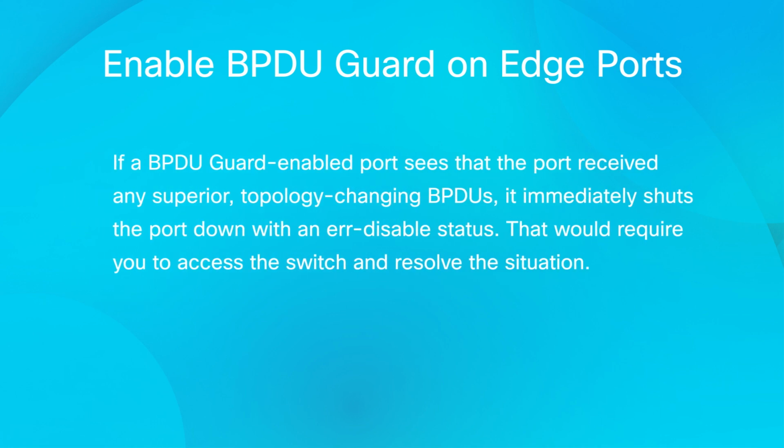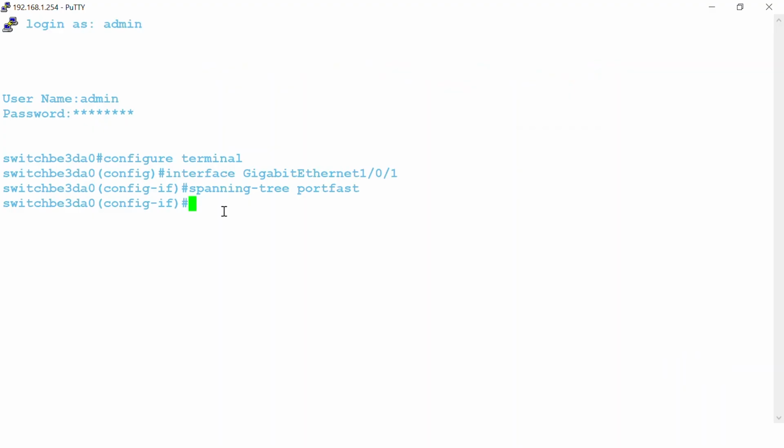An extension of this is to enable BPDU guard on edge ports. If a BPDU guard-enabled port sees that the port received any superior topology-changing BPDUs, it immediately shuts the port down with an error disable status. That would require you to access the switch and resolve the situation. In the CLI, to enable the BPDU guard, enter the spanning-tree bpduguard enable command in interface config mode, and then enter.